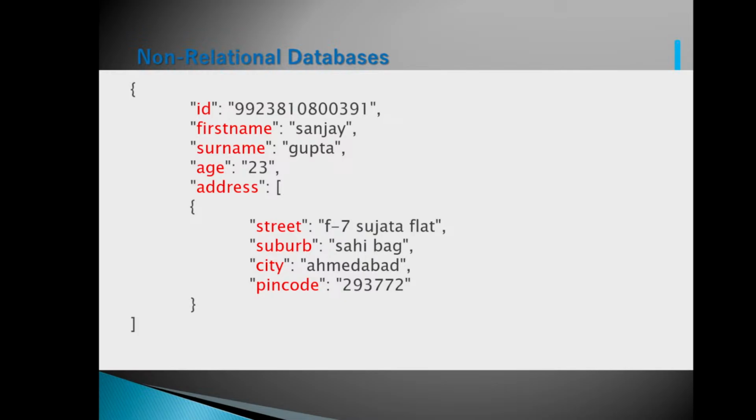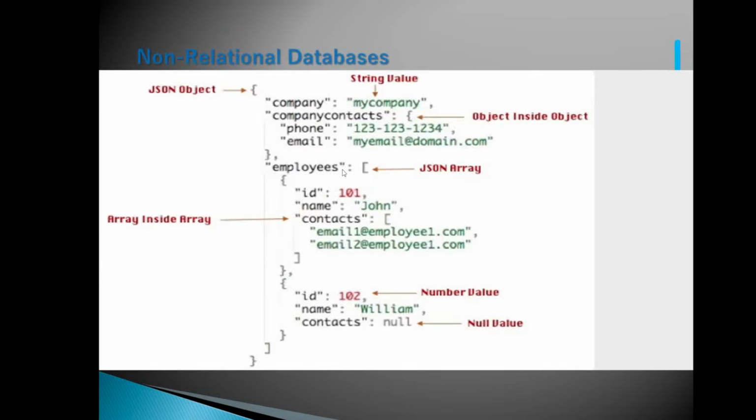Let's take another example. So you can see right here, employees. Employee ID 101, name is John, and here I can update two contact details rather than one. If I'm writing in this format, you can see in the second case, ID 202, name William, contact null, or you can remove this value altogether. I will show you one document which I have created. Just a second.